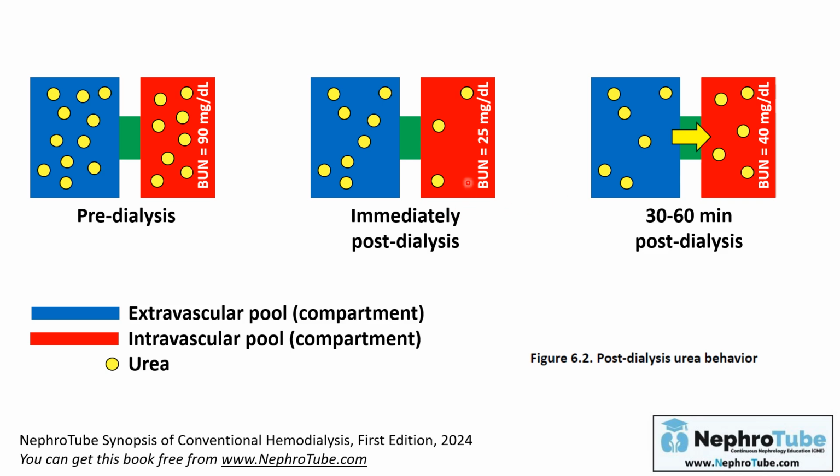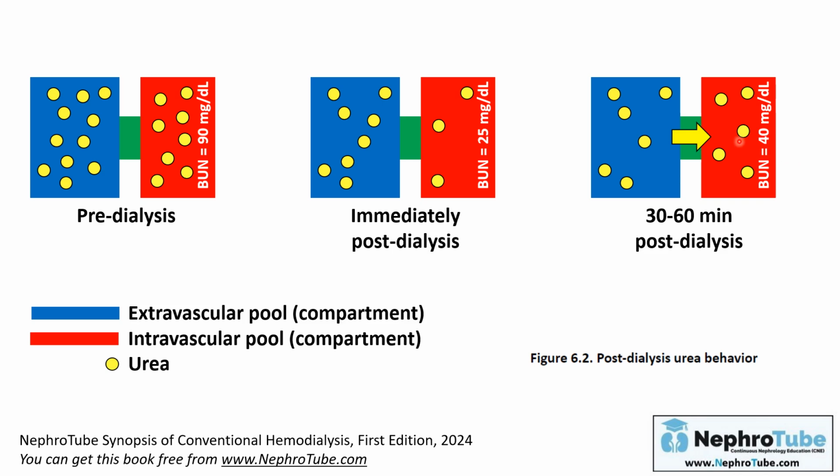if we take the blood sample immediately post-dialysis, we'll have low blood urea nitrogen, and this will give you a high adequate dose of dialysis. But if you wait for 30 to 60 minutes, the blood urea will be higher, and this will make the dialysis dose lower. So we have to keep this in mind while we are talking about the equations that I will mention now.